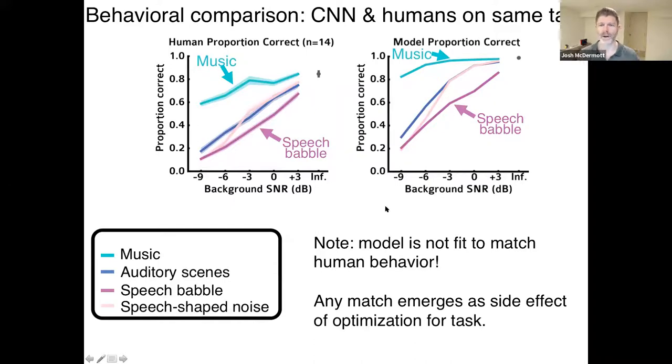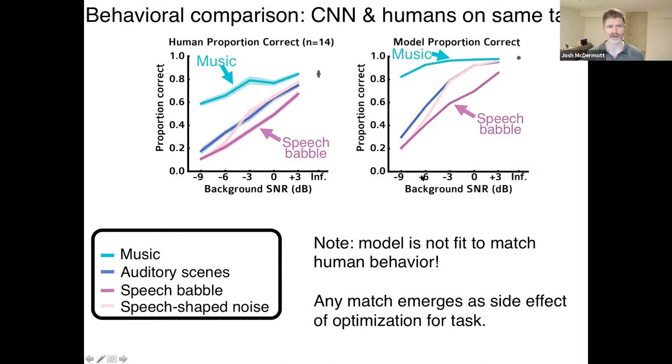And one important point that I want to emphasize, and this will be true of everything that I will show you in this talk, is that the model is not fit to match human behavior, all right? You just take the model and you optimize it for this task, and then any match that you see with human behavior is a side effect of optimization for the task. Okay? So there's no fitting to human behavior. So this was the first result of this nature that we got that really got our attention, made us think that this was worth pursuing. And we've since seen analogous results in a bunch of other domains.